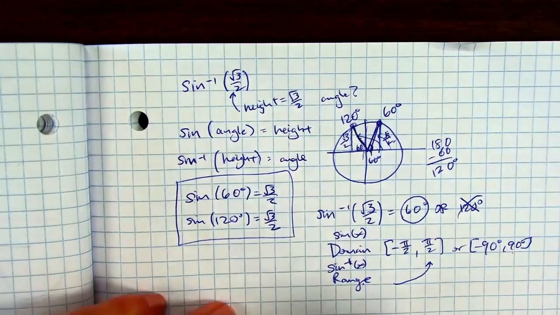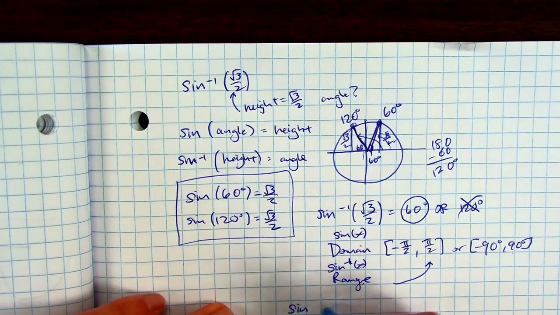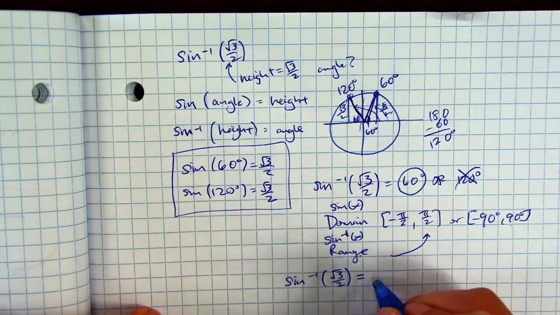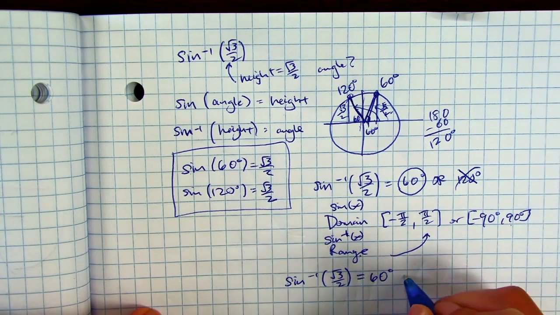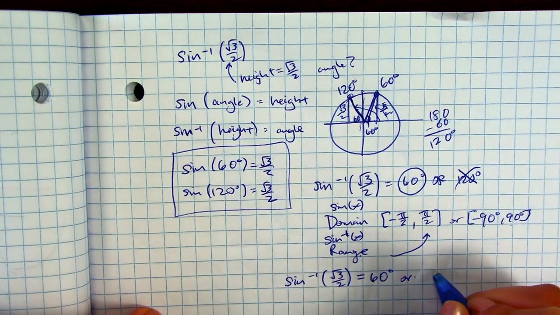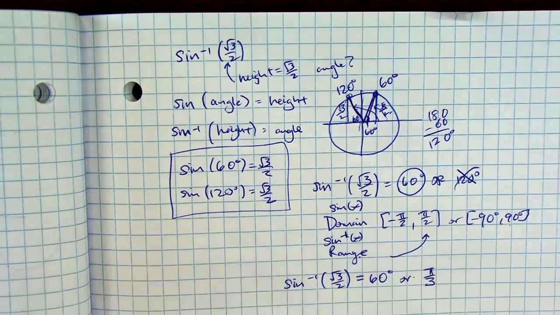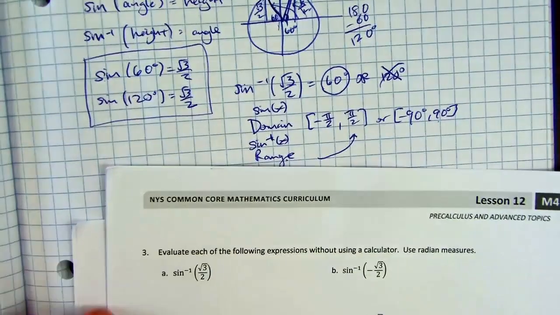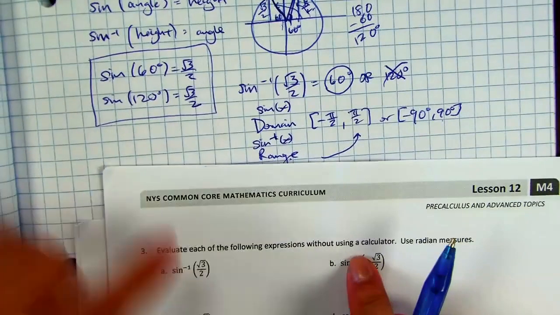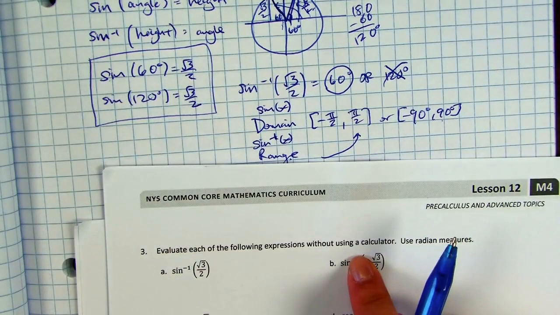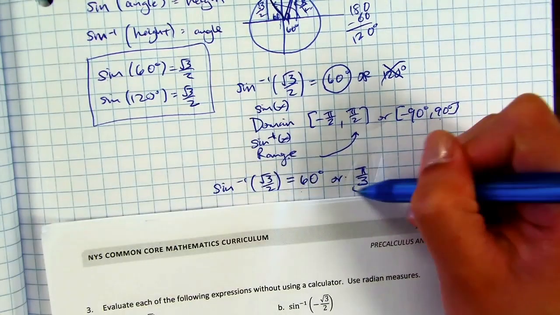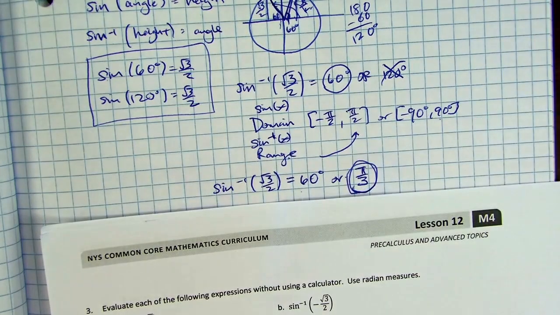So the inverse sine of root 3 over 2 is equal to 60 degrees, or pi over 3. Taking a look at our question here, it says do it without a calculator. We've done that because we know our special right triangles and our unit circle, and use radian measures. So we also don't want 60, we just want pi over 3. Okay, so that is example number 3.